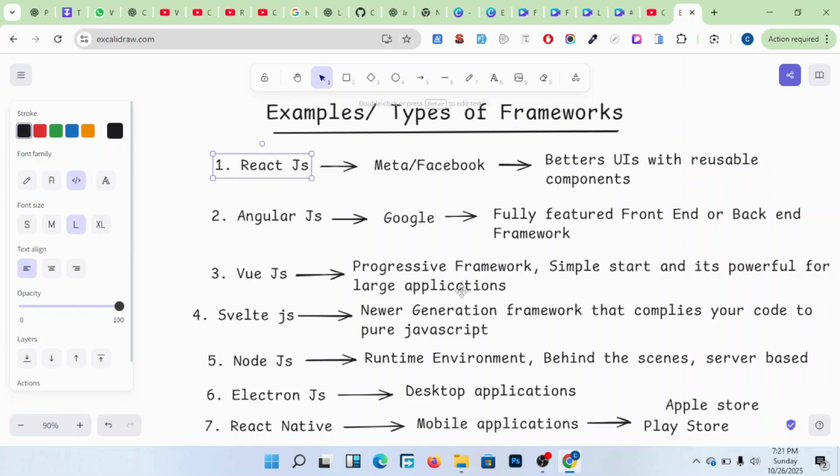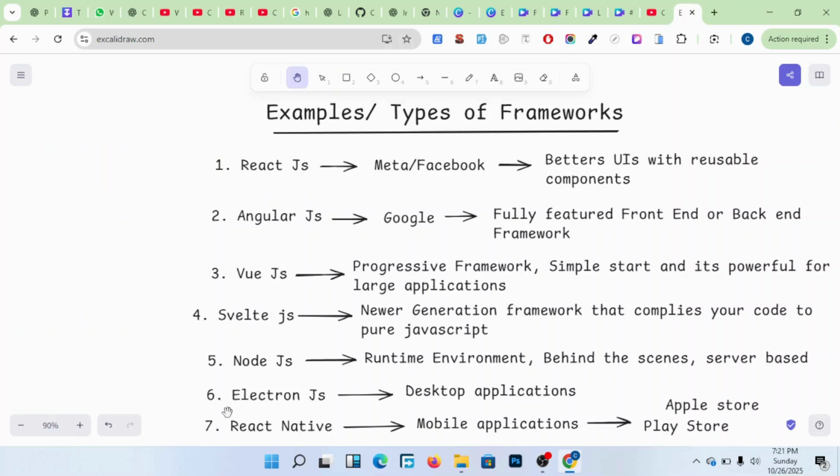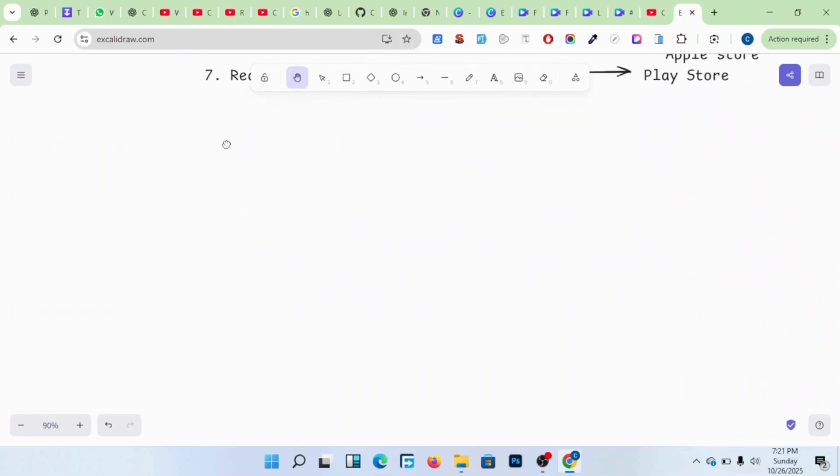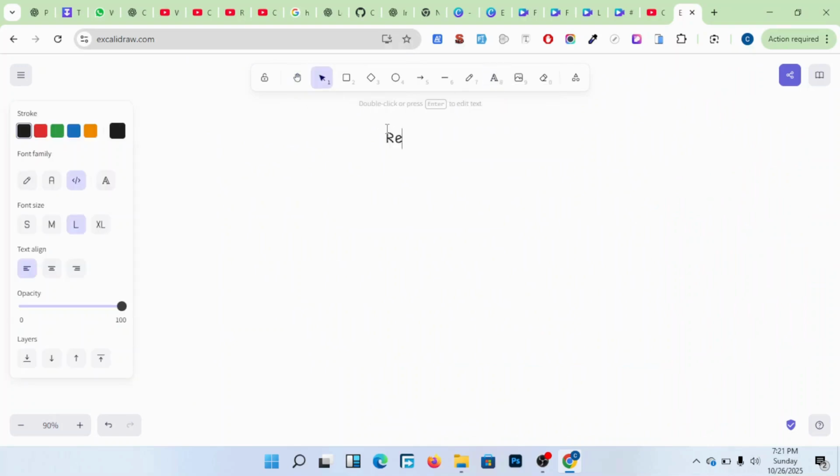I'm a React developer. So those who are going to continue with me in this path, in this journey, we are going to go into React. We're going to venture into React JS.